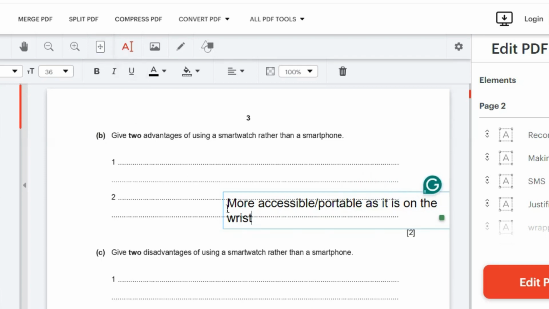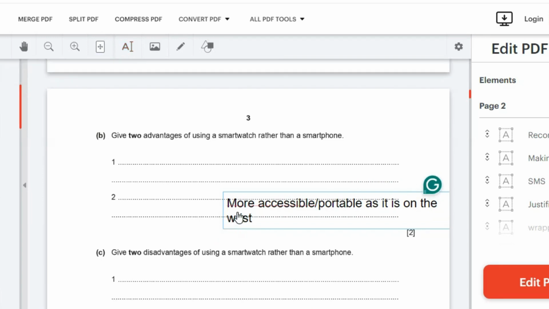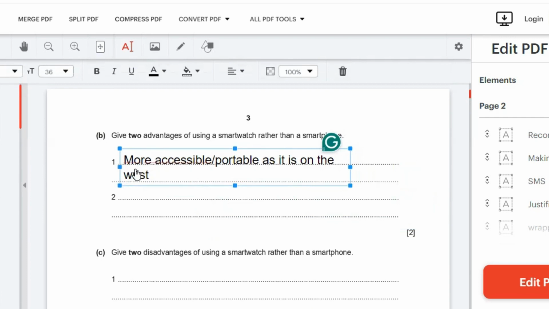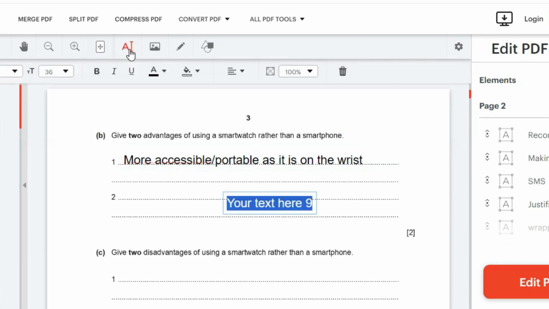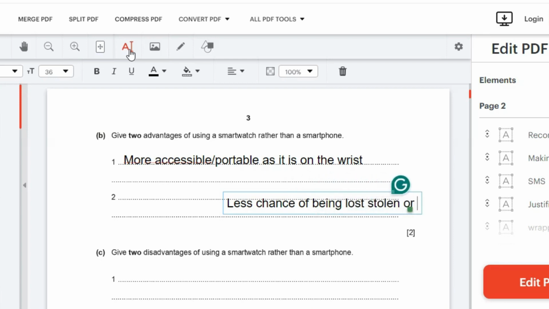Smartwatches are more accessible as it is on the wrist. That is, you tie it on your wrist, just like you use your wristwatches, and that makes them more accessible. Another one is less chance of being lost, stolen, or forgotten.